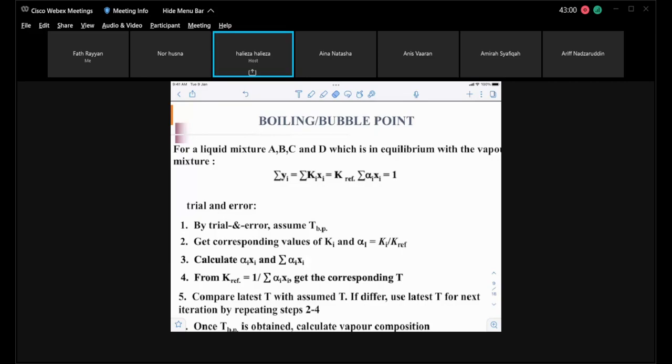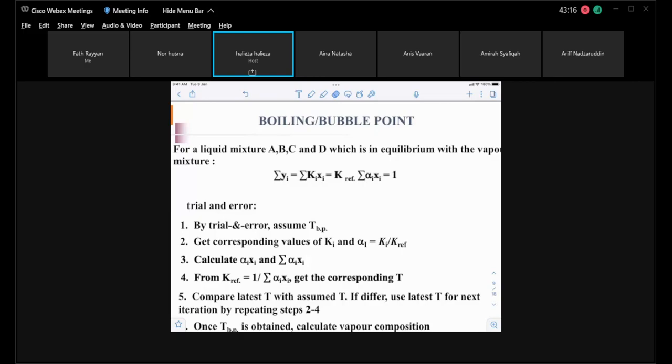Because they are not set, you don't know exactly. You have to make certain assumptions. When you make assumptions, it becomes trial and error, and then you have to check back whether your assumption is valid. So it becomes a trial and error process.